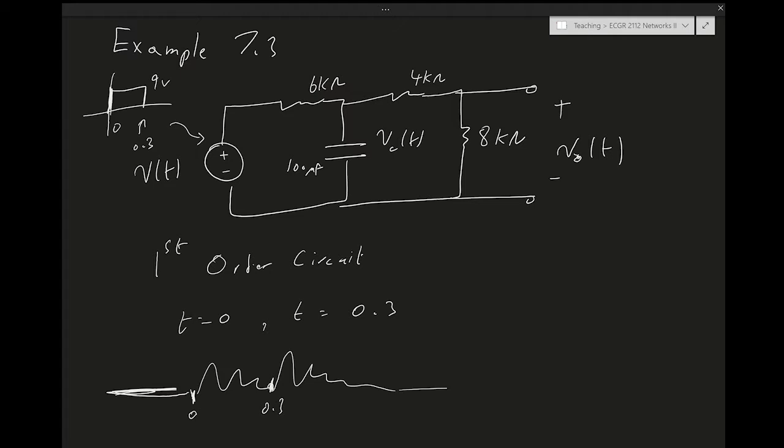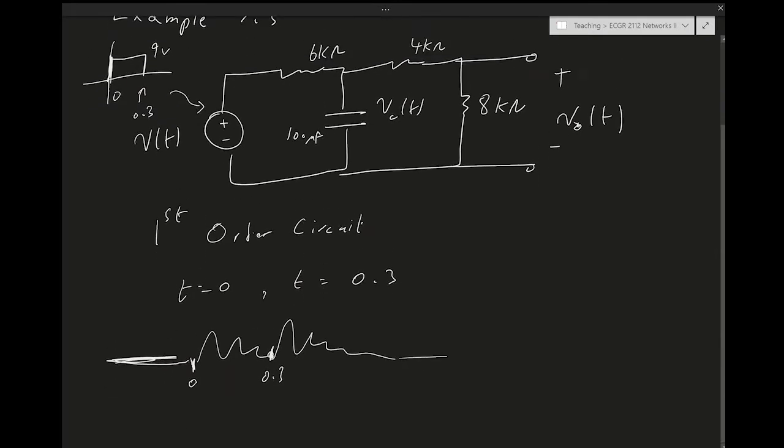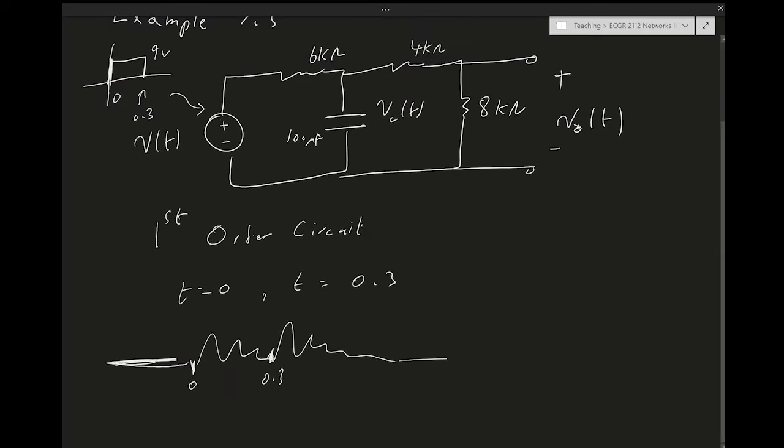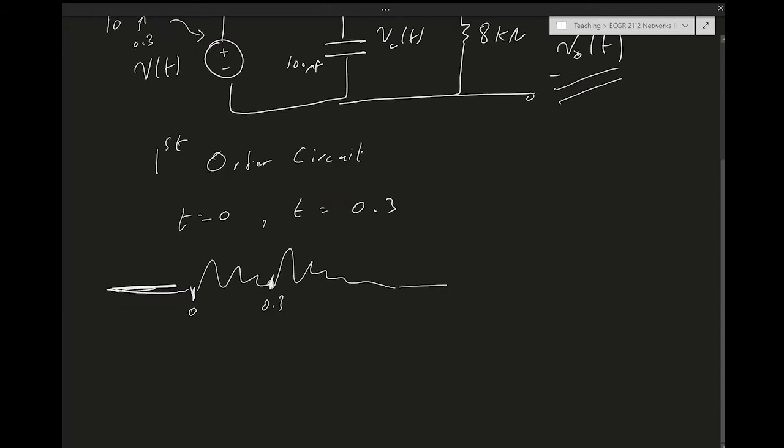Everything is still DC. All the sources are DC, but using the tool of the step function, we can define multiple instances where the voltage supply changes. And we want to solve for this using the techniques that we already know. We're solving for the output. That's the circuit variable we're solving for. This is a first order circuit.